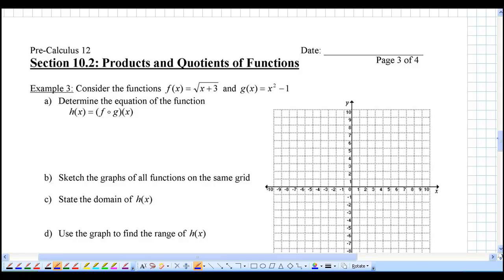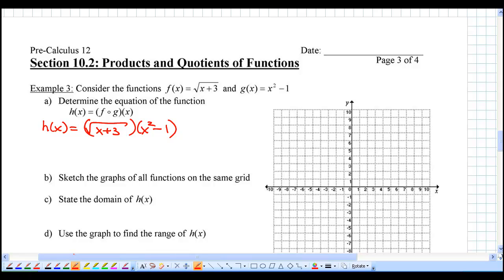Okay, example number 3, we've got these two functions here, f of x is root x plus 3 and g of x is x squared minus 1. So if I ask you just to find the equation of the product function, that's the straightforward part. Just write down root x plus 3 times x squared minus 1. And in this case, you really can't simplify either, so no bother in trying to do anything more. That's good enough.